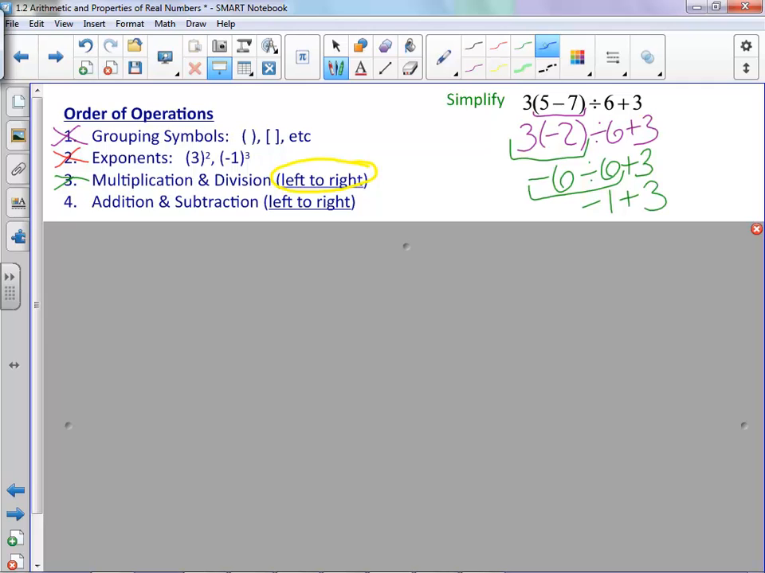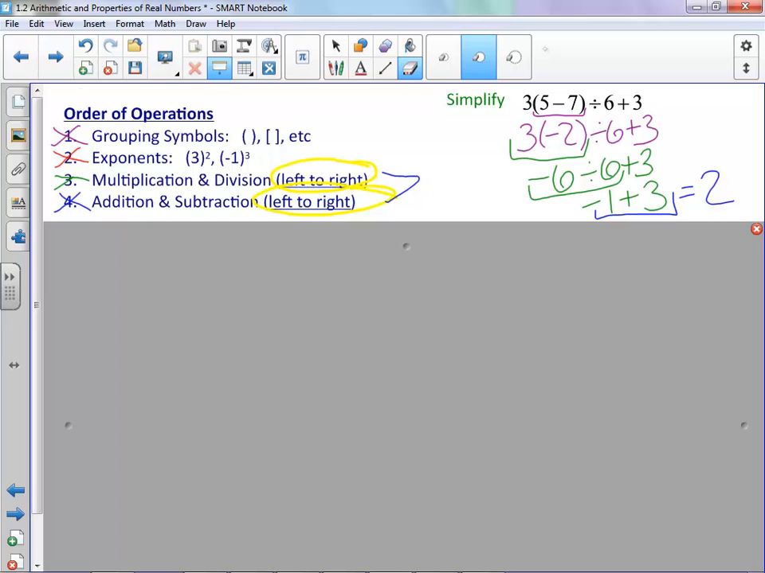And so then last we've got addition and subtraction. Once again, left to right. So negative 1 plus 3 is 2. So you want to make sure you go left to right on both multiplication and division.